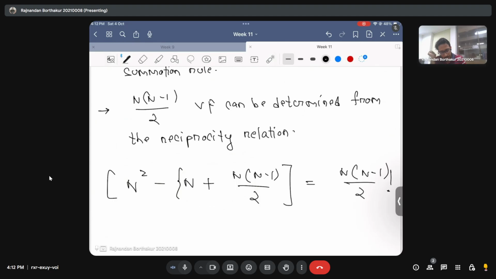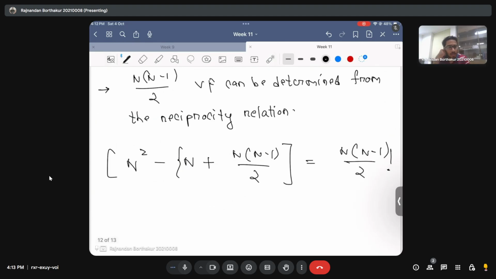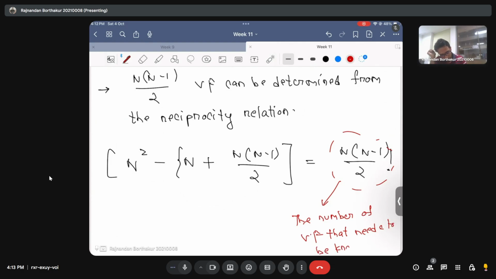So typically you need to know this n into n minus 1 by 2 number of view factors directly. So this is the number of view factors that need to be known a priori or beforehand, or something by inspection or by symmetry or things like that.